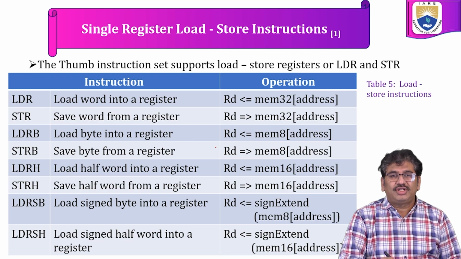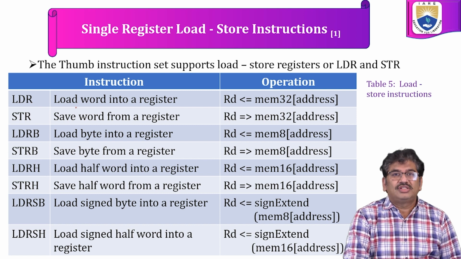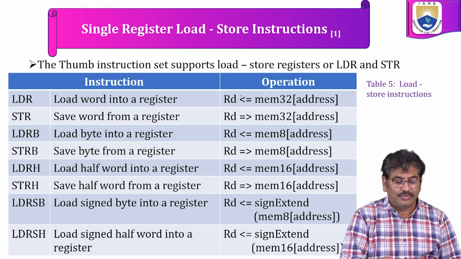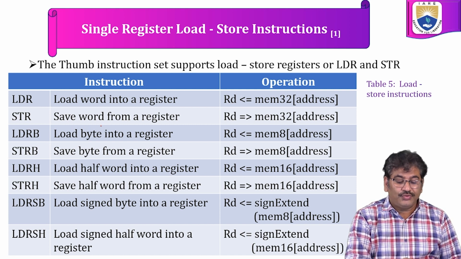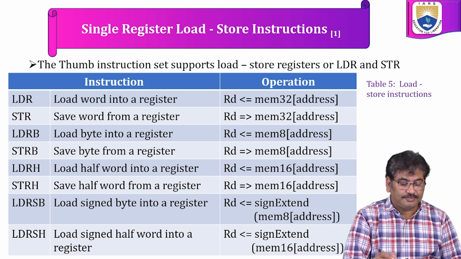The next set of instructions corresponds to load store instructions, that is LDR and STR for Thumb mode. LDR, which is load word into a register. This instruction is used to load the 32-bit value which is there in the memory location whose address is specified here, and that will be stored into RD register. STR is for save word from a register. This instruction will copy the contents of the register into the memory location whose address is specified in the instruction, and the size of data here is 32-bit.